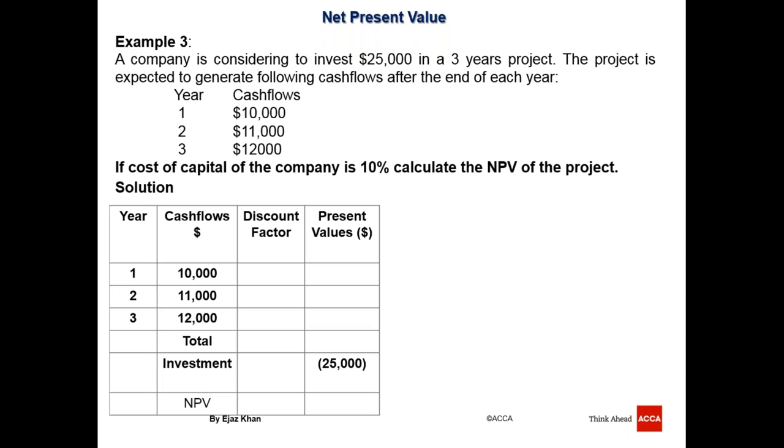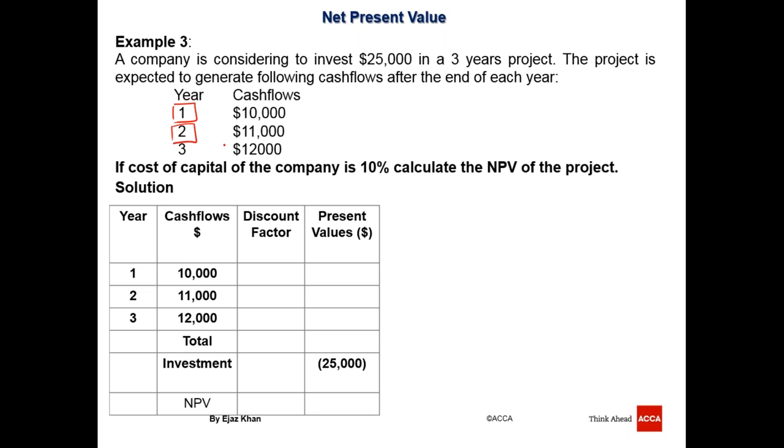So let's move towards the next example, example three. The difference between this example and the previous example is that in the previous example, the company was going to receive $22,000 at the end of the 3rd year, and nothing was supposed to be received in year one and year two. But in this example, this project is generating cash inflows after the end of every single year for 3 years.